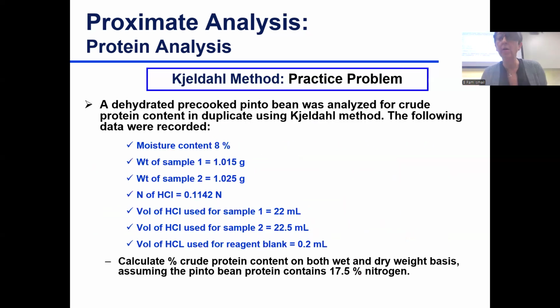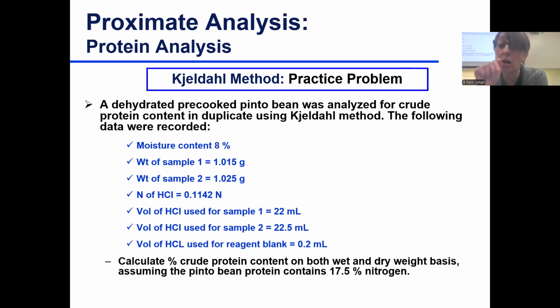I see what I did here. Okay. And then you calculate the conversion factor. What's the conversion factor for nitrogen? It's in the given. So it says then that protein contains 17.5% nitrogen. So what is the conversion factor? 100 over 17.5. I gave you in this case the percentage of nitrogen expected in the protein. So my conversion factor is 100 over 17.5.